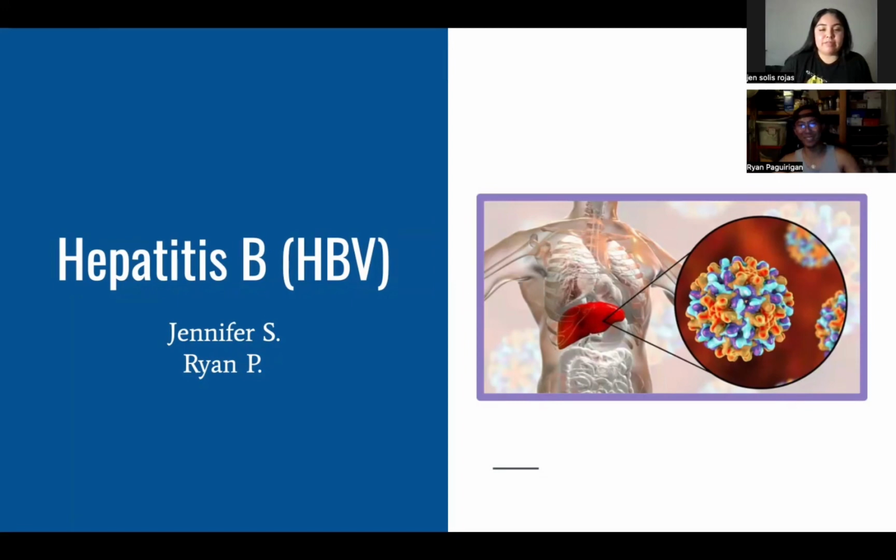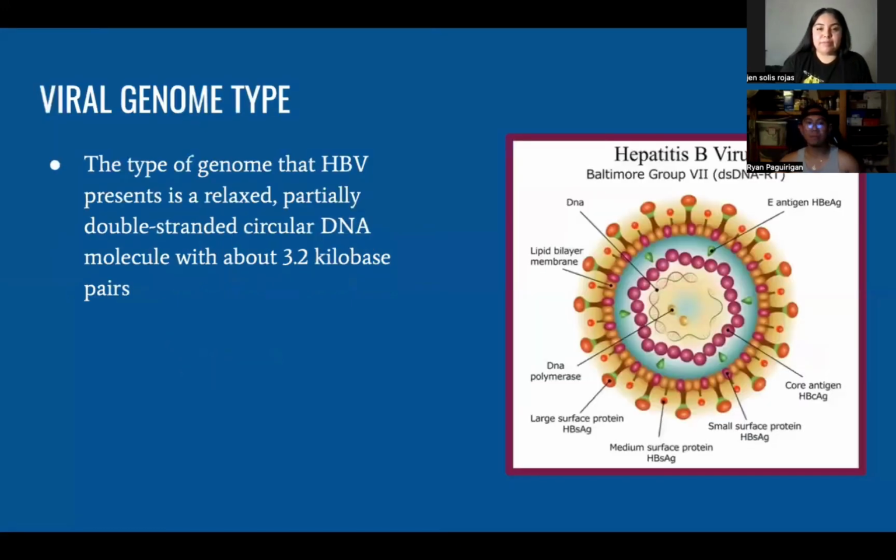And we have the virus hepatitis B. So to start things off, the viral genome type of HBV presents itself as a partially double-stranded circular DNA molecule and has about 3.2 kilo base pairs.